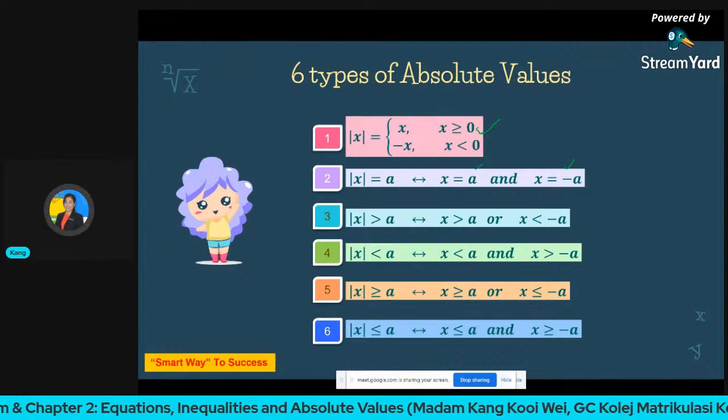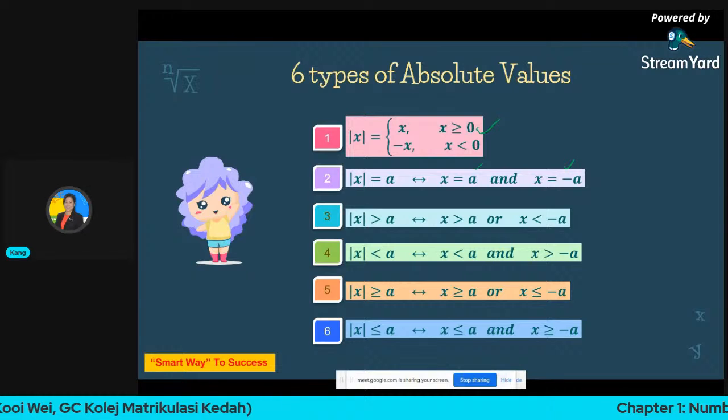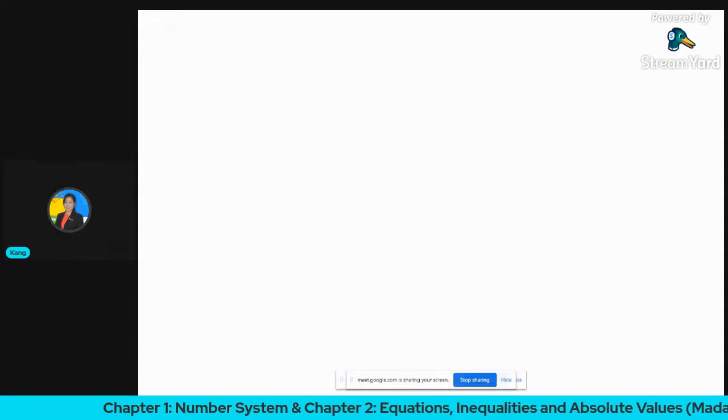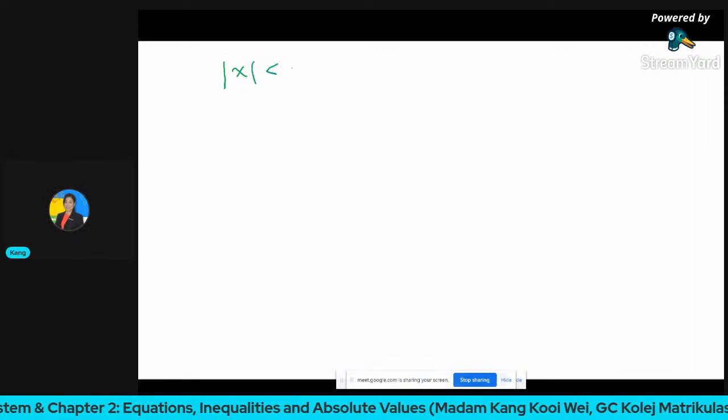Then for 3, 4, 5, 6, the modulus, the absolute value, involves the inequality sign. Okay, so for this one, Madam is going to teach you how to open the modulus for the inequality sign. Let's say we have modulus x less than a.